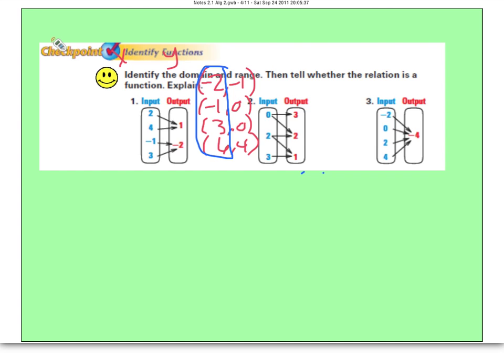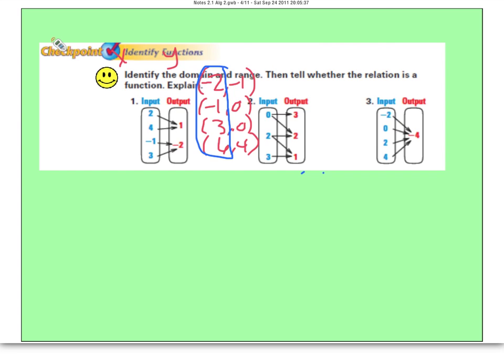Every time I put in a 2, it goes to 1. Every time I put in a 4, it goes to 1. That's okay. They can all go to the same answer. The problem is if you put an answer in more than once, so here they put the number 2 in twice. The first time I got 2, the next time I got 1. This one right here is no, it's not a function, and that's where it breaks.